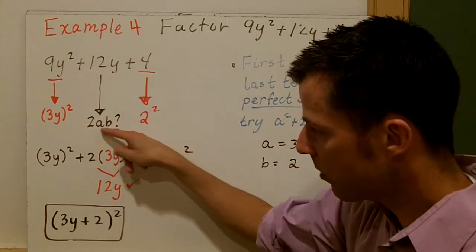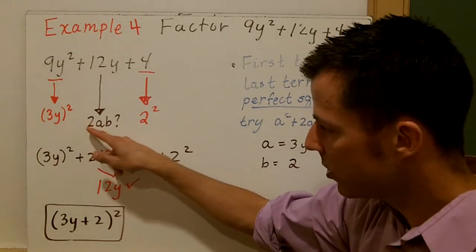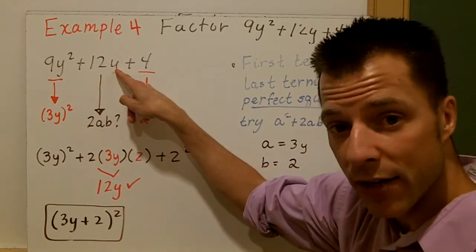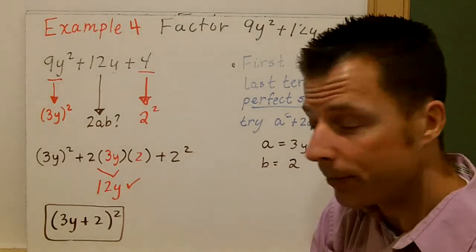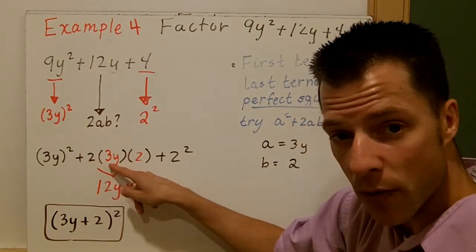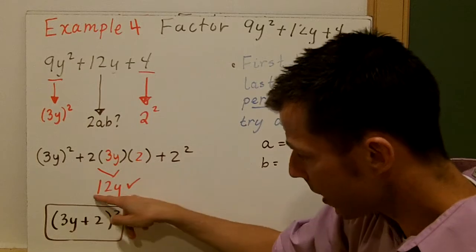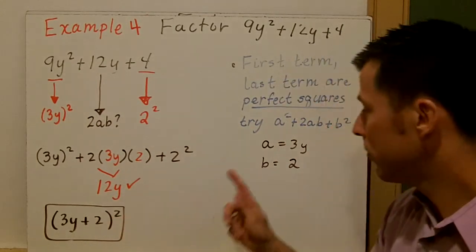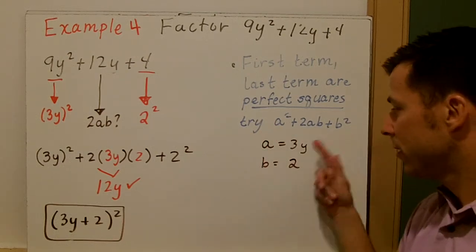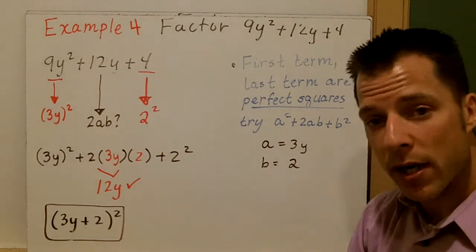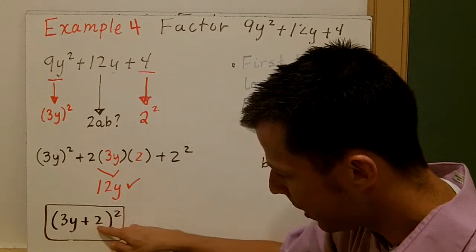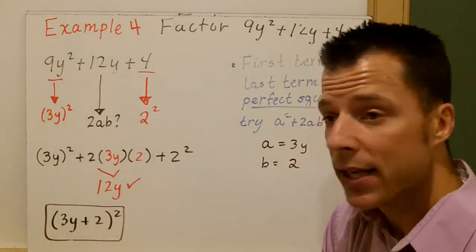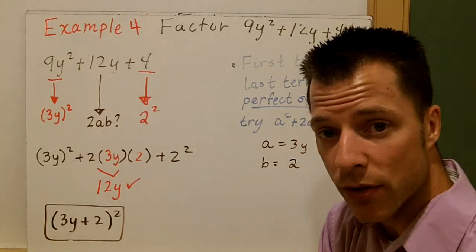So I put a big question mark here. If I multiply 2 times A times B, do I get 12y? If I do, I can use my pattern. So 2 times 3y times 2. That does equal 12y. I get my check mark. Perfect square trinomial says if I have this pattern, A plus B, that quantity is squared. A plus B, that whole quantity is squared. So that's the second example of a perfect square trinomial.